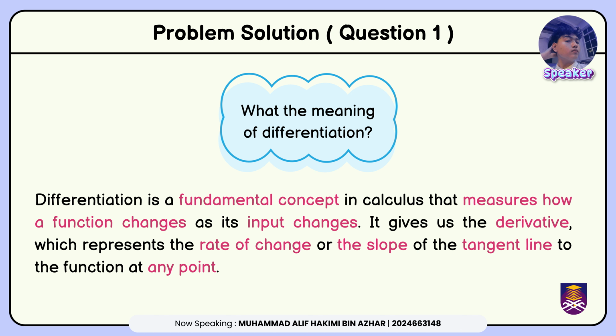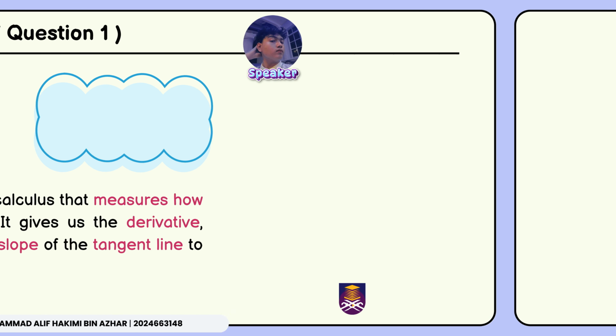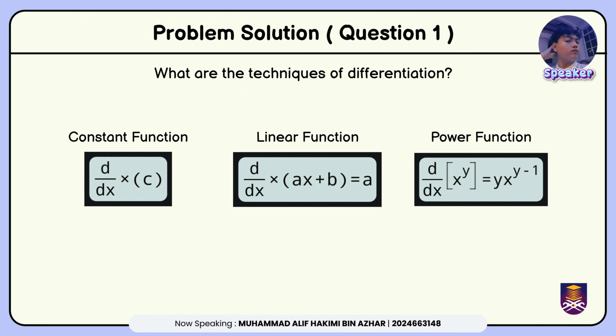So what is derivative and differentiation? Differentiation is a core idea in calculus. In calculus, it measures how a function changes as its input changes. The result is called the derivative, which tells us the rate of change or the slope of the function's tangent line at any point. So we're going to see the basic rules.